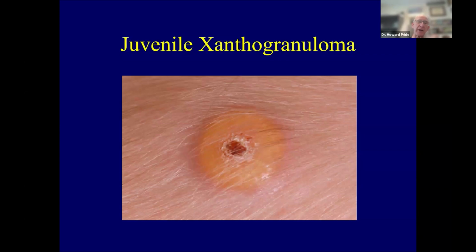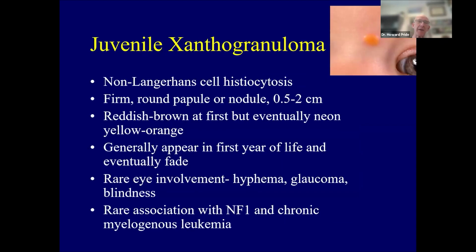But this is a juvenile xanthogranuloma. Again, not walking into the clinic every single day, but common enough where this will be something in your primary care clinic at some point or another. Absolutely guarantee. This is a form of non-Langerhans cell histiocytosis. They're usually firm, roundish, oval nodule papules, and initially reddish brown, but then they evolve into this really strange neon yellow color, and there's just nothing like it. Sometimes systemic association, particularly eye involvement, but very, very, very rare.